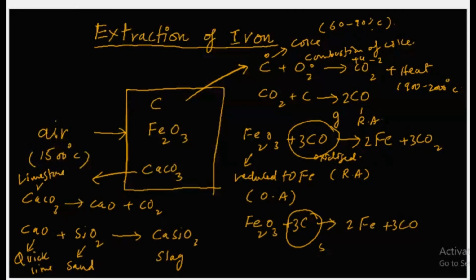So the iron which is obtained in this way is approximately 94 to 96% pure, and this is called pig iron. It is further purified to cast iron or wrought iron.